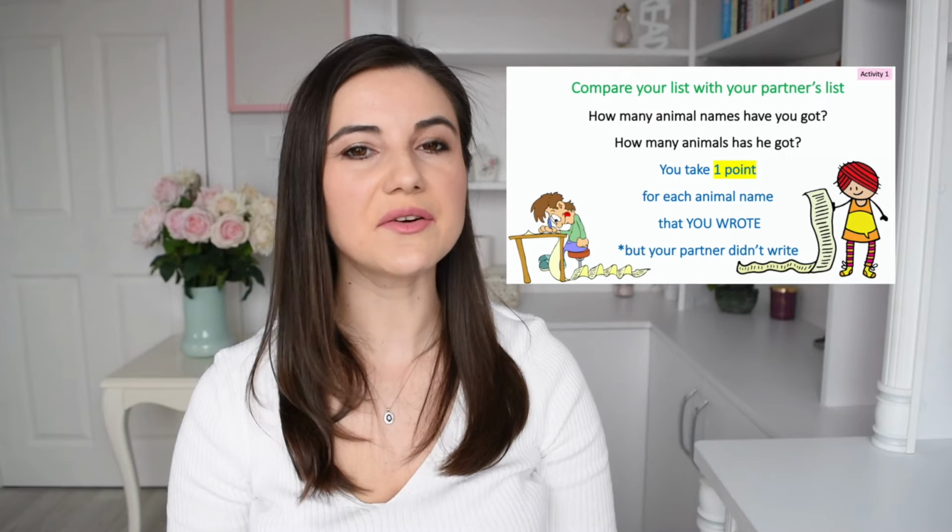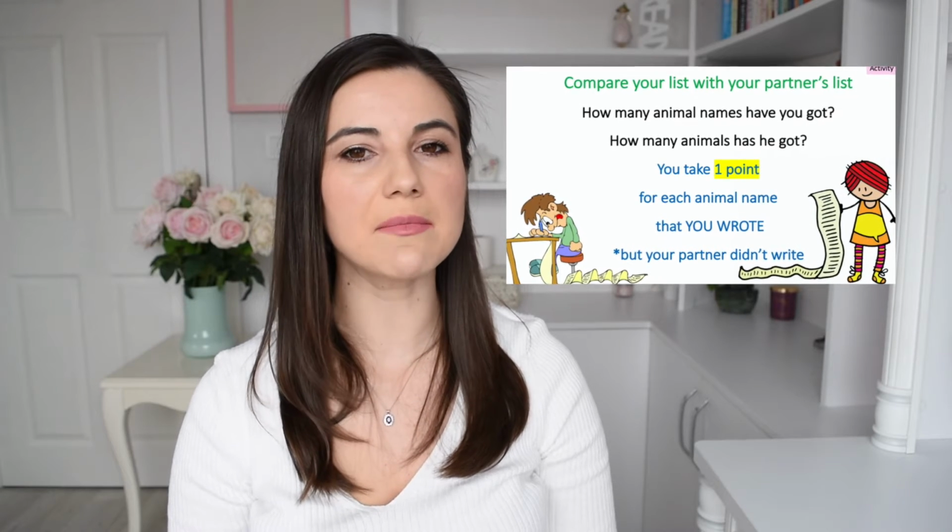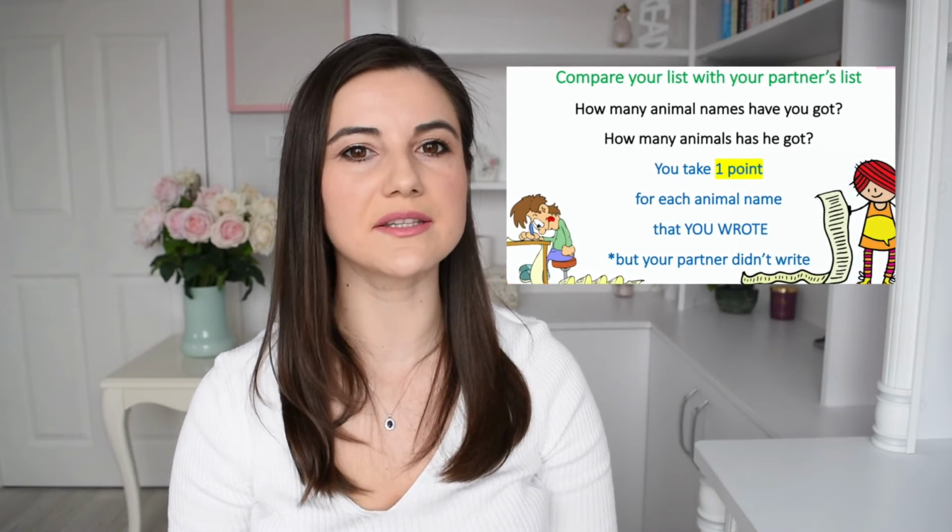Then they compared their lists with their partners. They received 1 point for the animal name they wrote but their partners didn't write. They got a chance to learn what they didn't know from their peers. Thus, the activity involved cooperation too, not just competition.